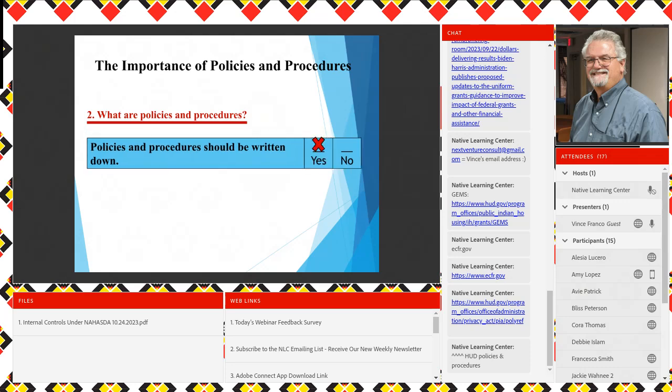Oh, here we go. Should all policies and procedures be written down? Yes, obviously. It's mandated, and it's good business practice, for all of them. So if they're written down, hover here for a minute, they should also be subject to review, to monitoring, and for updating, correct? Absolutely.